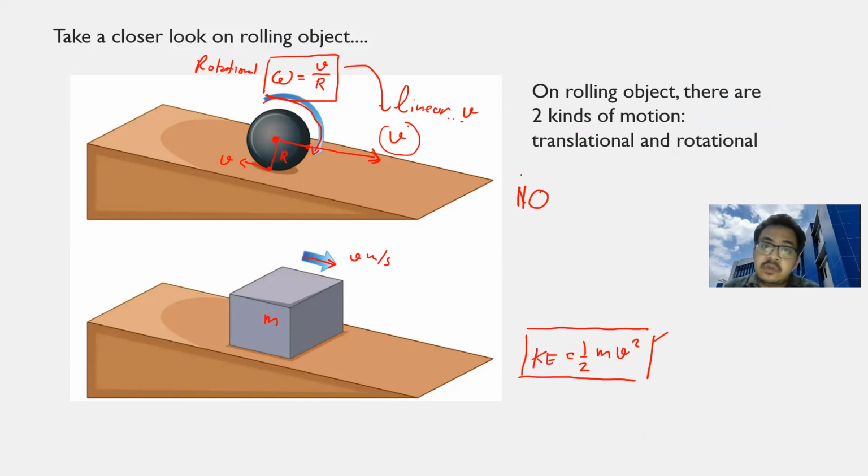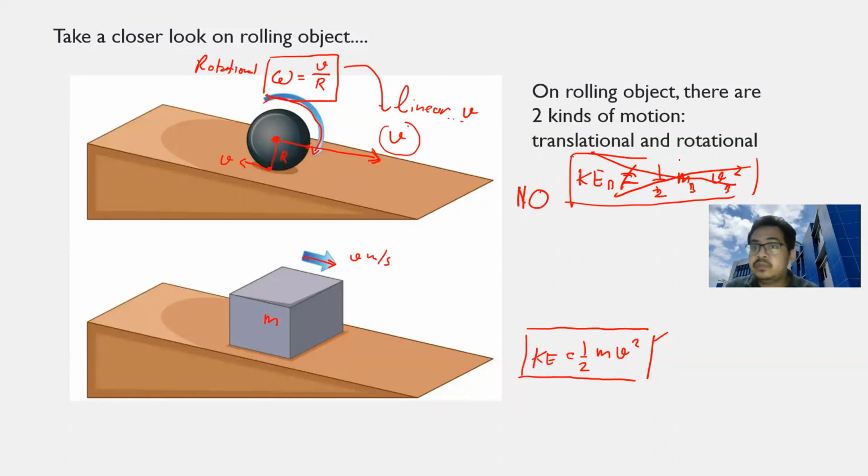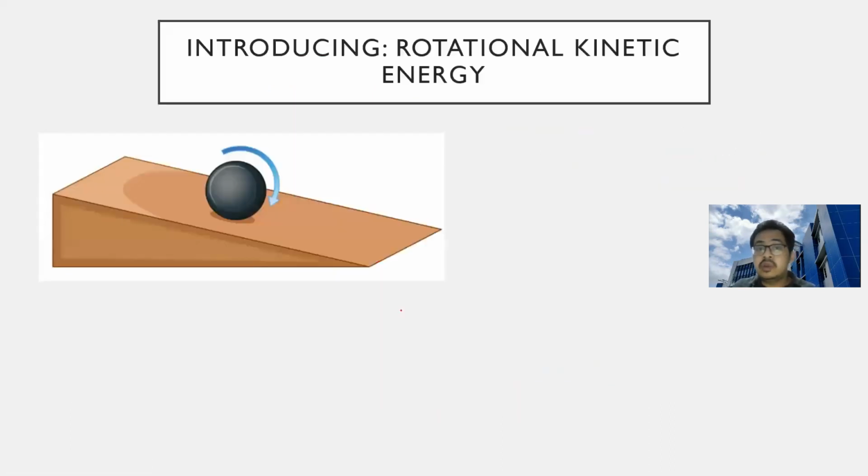The kinetic energy of the ball is not equal to half the mass of the ball times the translational velocity, or linear velocity, of the ball squared. It's not equal to this. So what's the right term? Okay, I will introduce you to one new term here, which is the rotational kinetic energy.